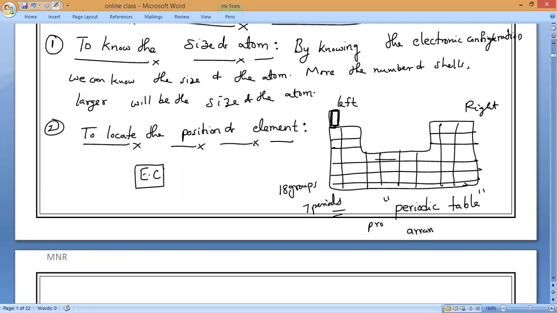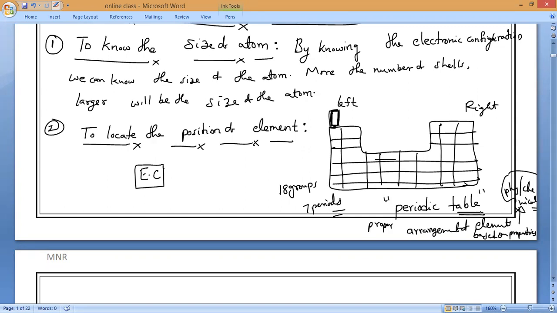Proper arrangement of elements, based on their properties. The properties mean what? Maybe physical properties as well as chemical properties, both. That is what we call the periodic table. All of you should remember that.